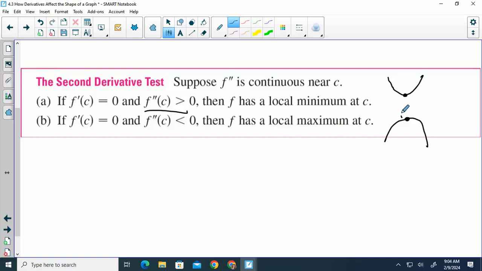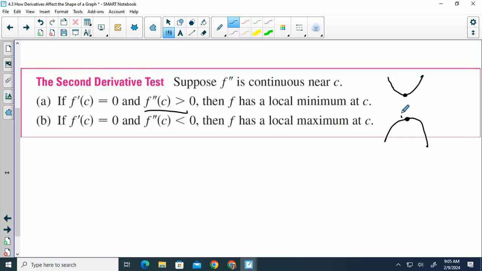Another downside of this one, sometimes when the first derivative is 0, the second will also be 0, and then this won't tell us if it's a maximum or a minimum. So I'll go ahead and give it to you, throw it out there in case you like it.